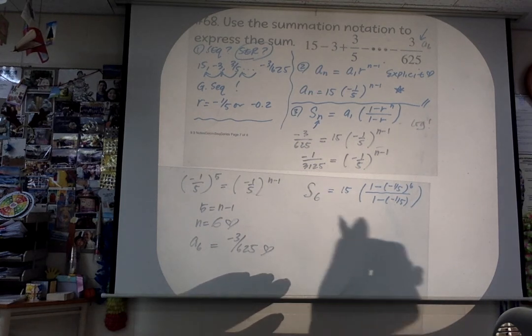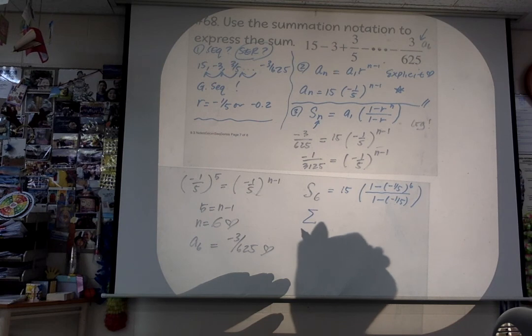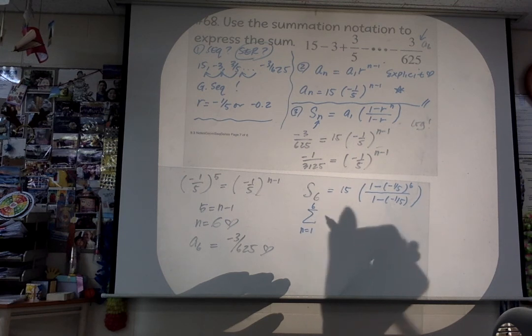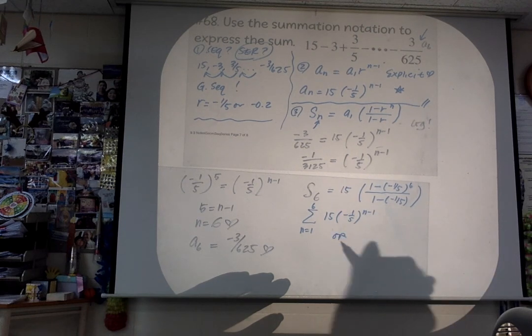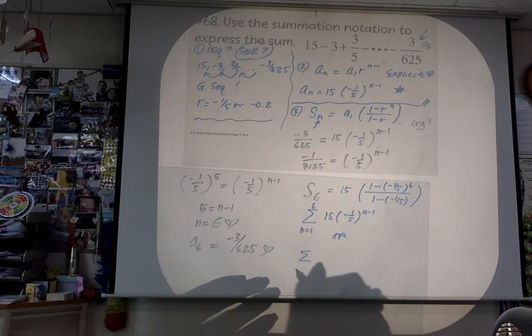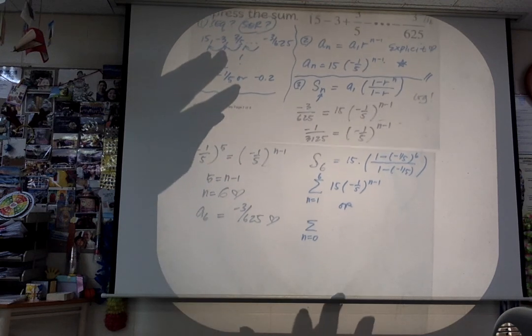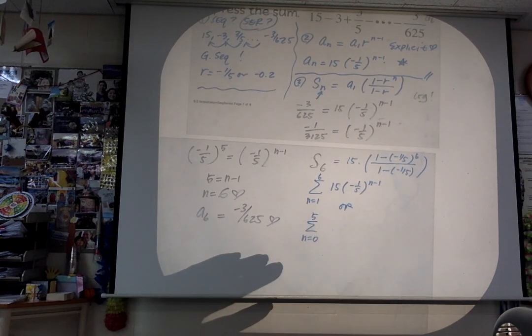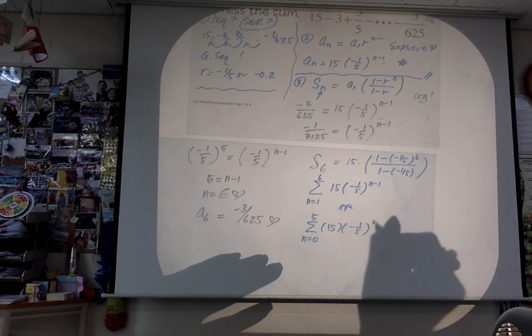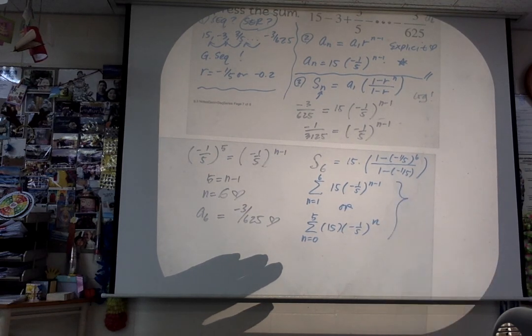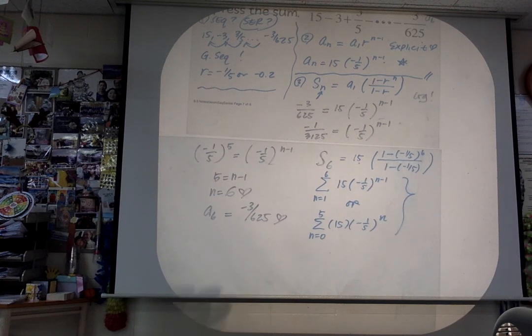If we wrote this in summation notation, it would look like this: n equals 1 all the way to 6, so 6 minus 1 is 5, so that's 6 total terms, 15 times our explicit formula, n minus 1. Or, I know a lot of you don't like this notation, you can do n equals 0 and go up to 5. It's going to be 15 times negative 1/5 to the n power. But if you don't understand this, please stop by really quick and I can explain that to you very simply.